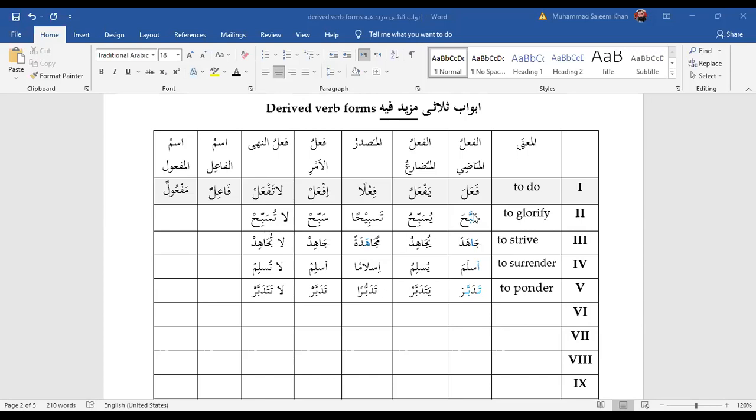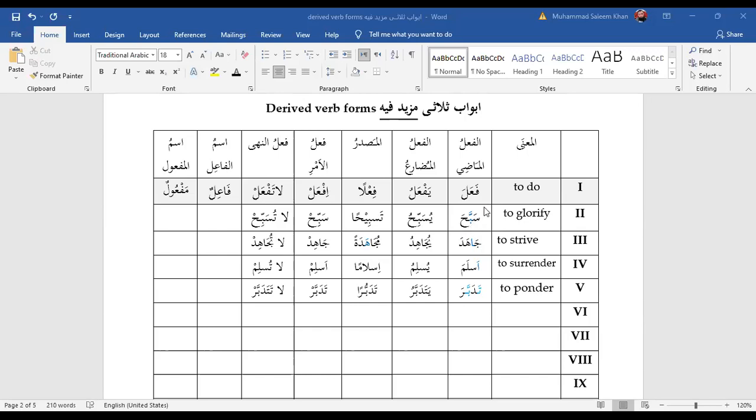So what is the difference between the first form and the second form? How do we know that this is verb form number 1 and this is verb form number 2? The verb form number 2 has an extra tashdid on the second root letter. Always it will be on the second root letter of the past. So the addition of tashdid will also change the meaning as well.